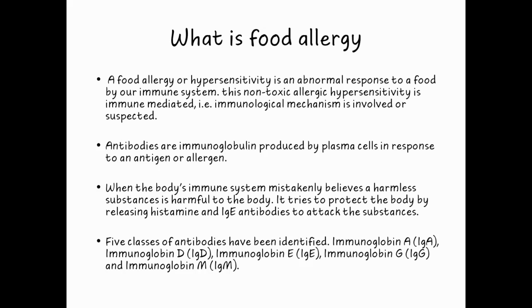5 classes of antibodies have been identified: immunoglobulin A, that is IgA, immunoglobulin D, IgD, immunoglobulin E or IgE, immunoglobulin G, IgG, and immunoglobulin M or IgM. Okay, so these various classifications I hope you've studied in your higher secondary classes. And it is also covered in your physiology chapter. So if you do not know, then you can always refer to your older books and older texts, so it will be easier for you guys.